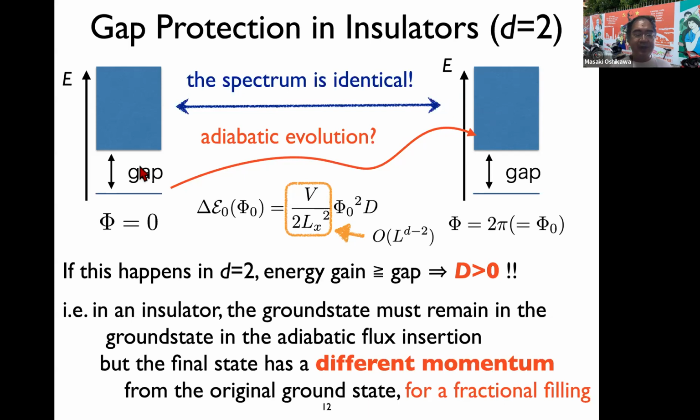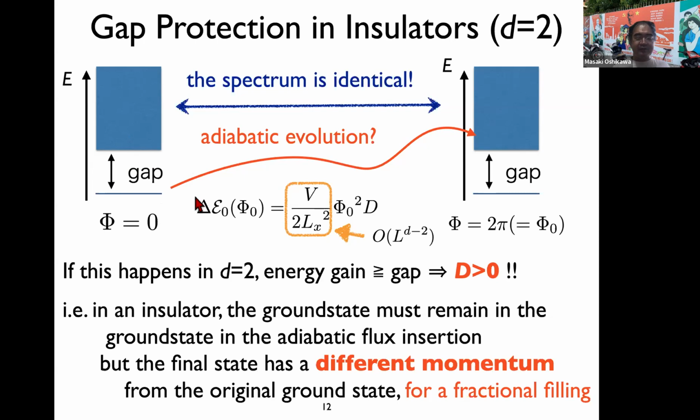So very generally speaking, you have a gap in an insulator, but in the case of a conductor, you can induce current by infinitesimally small energy. And this kind of discussion can be made precise by the present argument. That is, let's assume that we have a gap above the ground state.